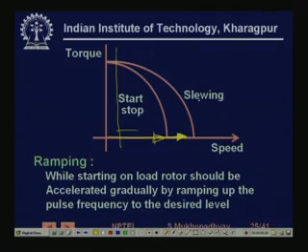So, you can increase the speed further by slewing, but if you increase it beyond this slew torque speed characteristic, so if your load torque is here, then you can only excite it by a frequency up to this. If you excite the stator phases at a higher frequency, then this motor will actually stop, because it will come down to a lower speed. So, you cannot increase its speed just by increasing the stator frequency arbitrarily. So, this phenomenon is called ramping. While starting on load, the rotor should be accelerated gradually by ramping up the pulse frequency to the desired level.